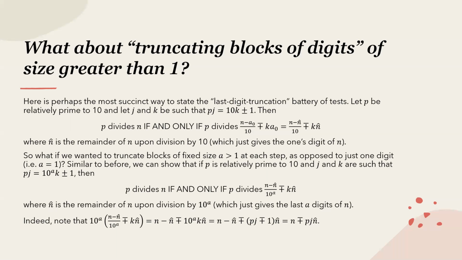There's nothing different other than the fact that I've replaced 10 with 10 to the A. Everything cancels, and you end up with this exact situation again. And of course, this guy right here is automatically divisible by P. And so P will divide that if and only if P divides n. That's how it works. It's the exact same argument. So now we can actually hack off blocks of certain sizes if we want to. All right, so let's actually look at that for a minute.